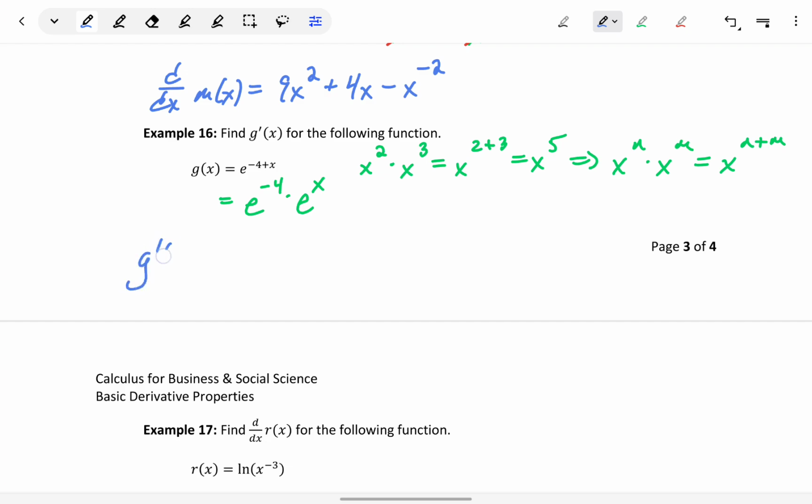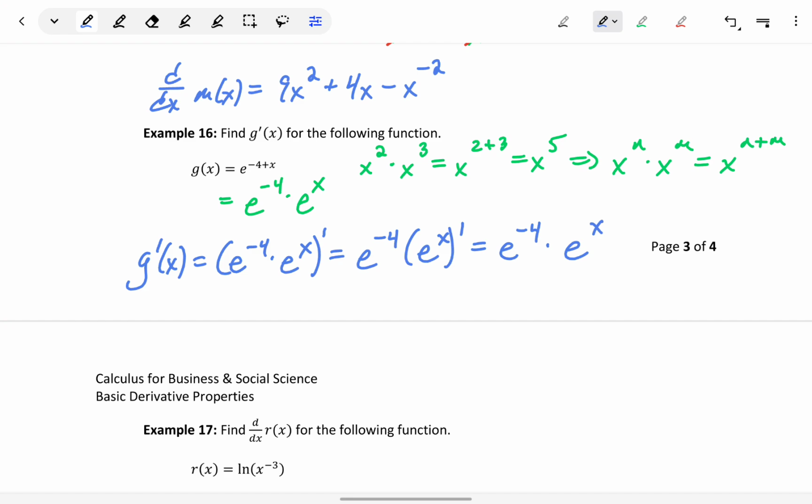Now, in order to find g prime of x, we're taking the derivative of e to the negative 4th times e to the x. It may not look like it, but e to the negative 4th is just a number because keep in mind e is a constant. It's about 2.718 raised to the negative 4th power, so that's really just a coefficient. So all we're doing is taking the derivative of e to the x. The derivative of e to the x is just e to the x.